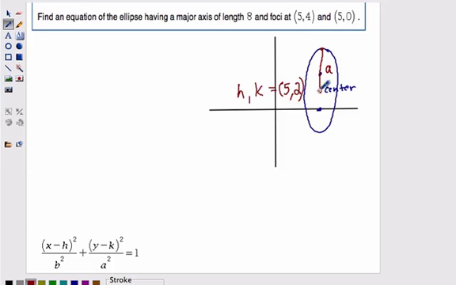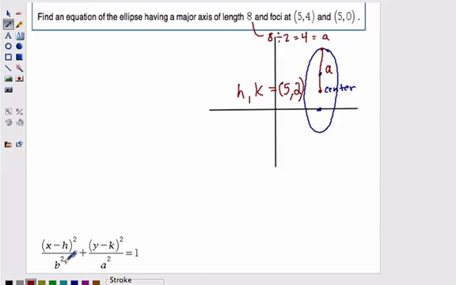Now a is this distance here we were talking about. Now we know the major axis length is 8. So all the way from this endpoint to this endpoint is 8. So half of that would give me a. I just divide this value by 2, and that gives me a.